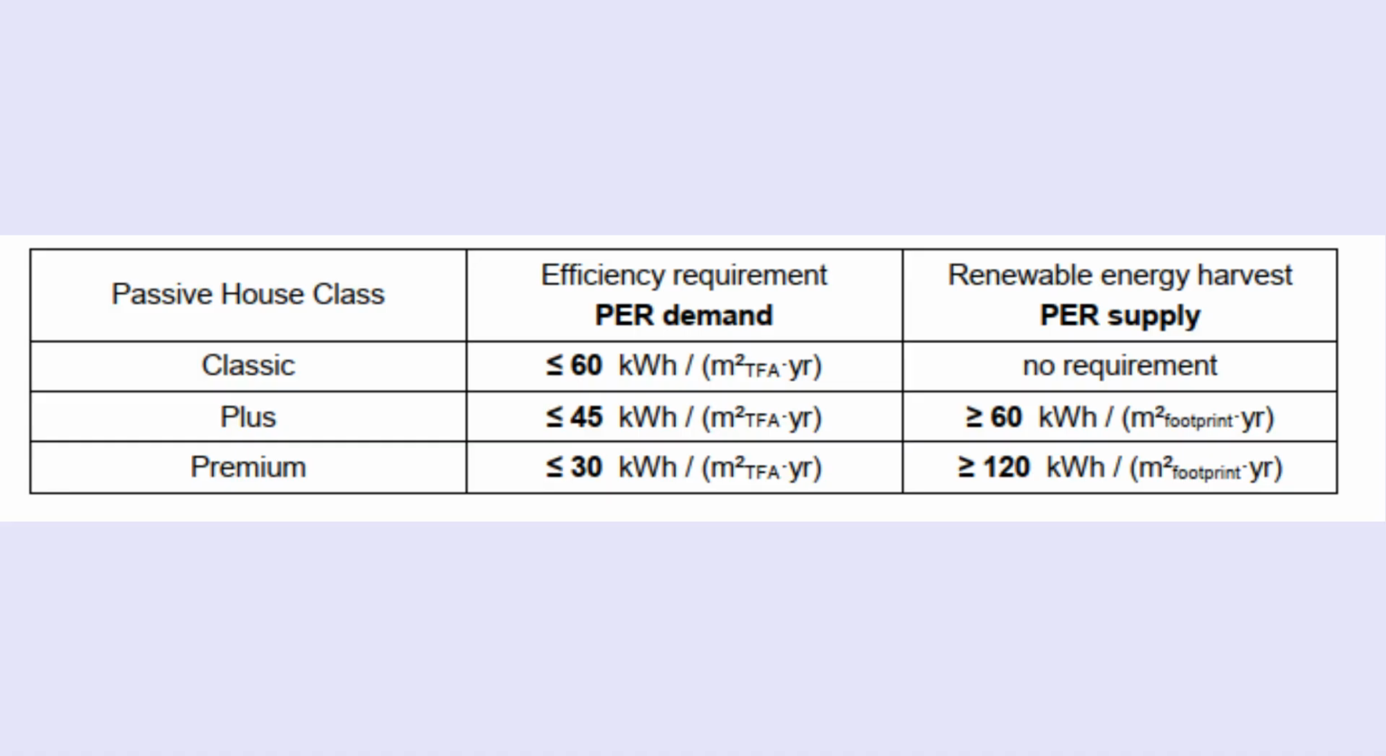Finally, PER is the foundation of the passive house classes: Classic, Plus, and Premium. Classic requires high efficiency but minimal on-site renewable generation. Plus adds a moderate level of renewable generation. Premium requires extensive renewable integration alongside maximum efficiency. In all cases, the passive house core criteria, airtightness, heating and cooling demand, and comfort, remain unchanged.